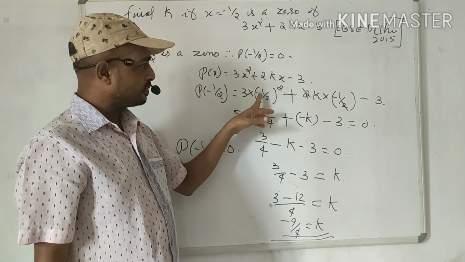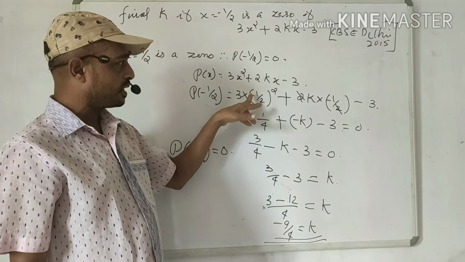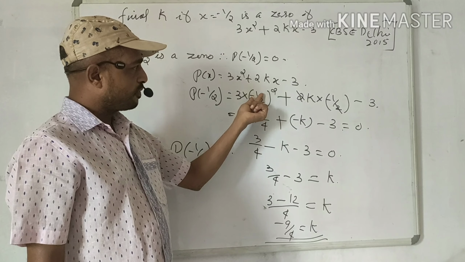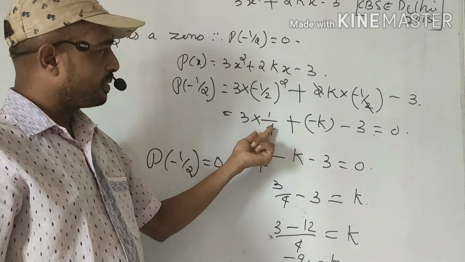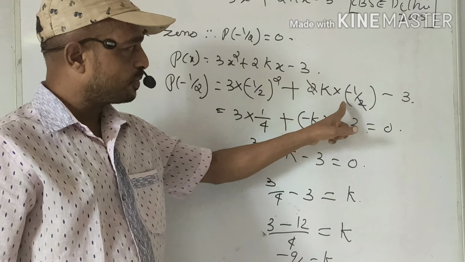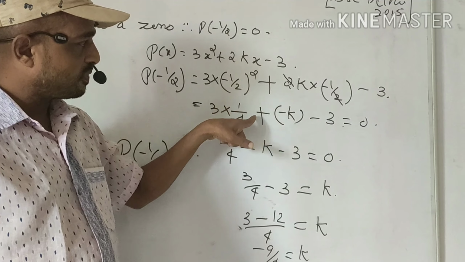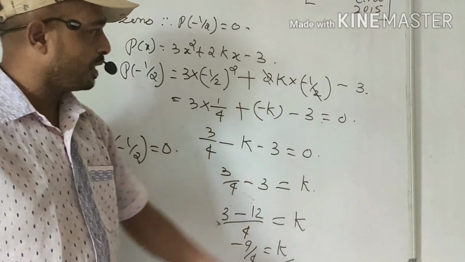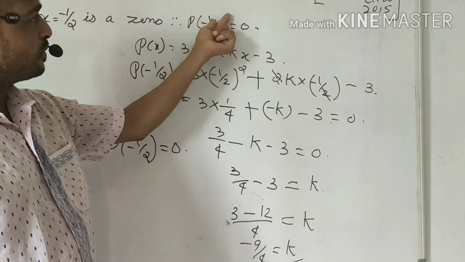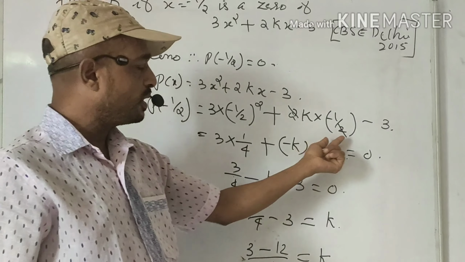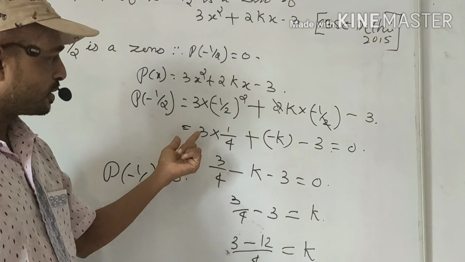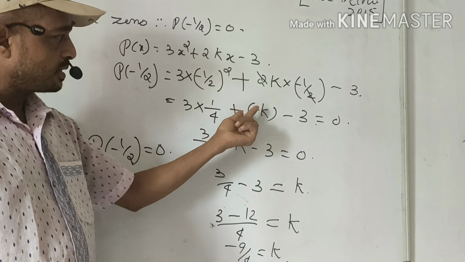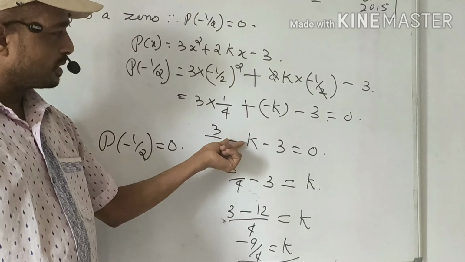That is 3 into, when we are taking the square of a negative number, it becomes positive. So 1 square by 2 square. 1 square is 1, by 2 square 4, plus this 2 can be cancelled. So plus we are writing it as it is. K into minus 1 is minus k minus 3. So what is p of minus 1 by 2? P of minus 1 by 2 must be equal to 0. So this is equal to 0. So 3 into 1 by 4, 3 by 4 plus minus becomes minus.